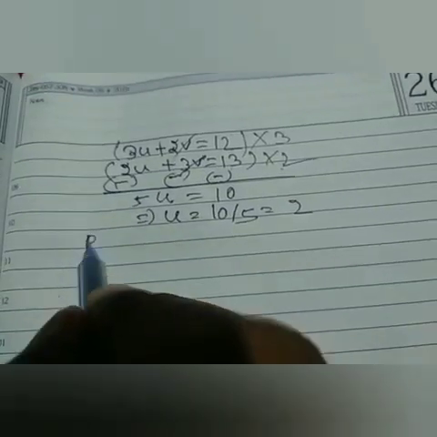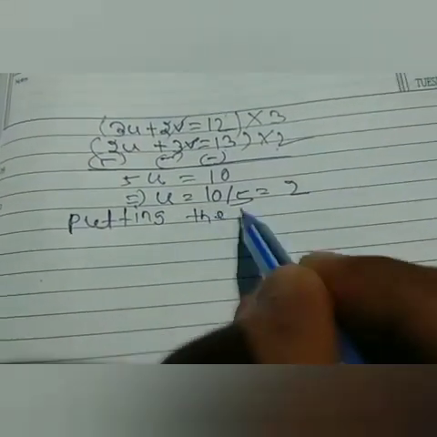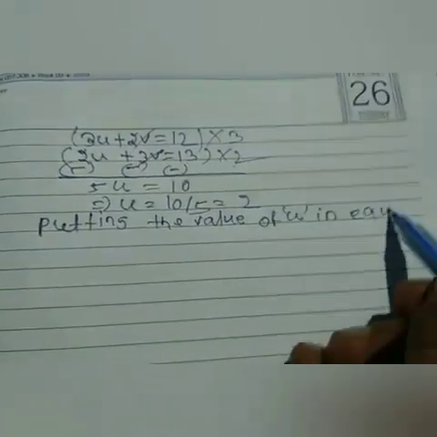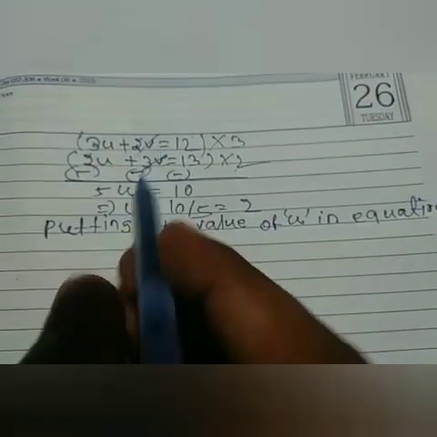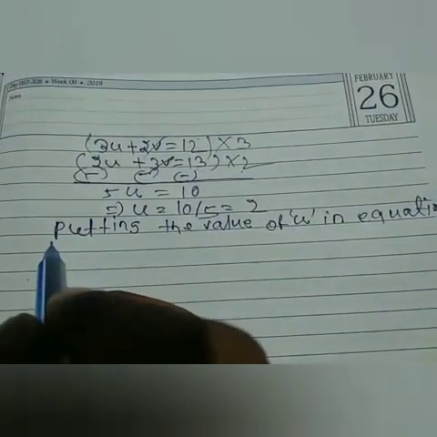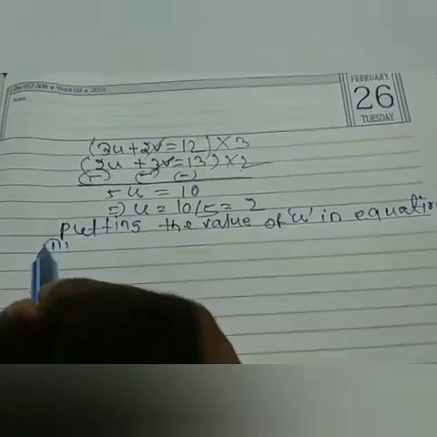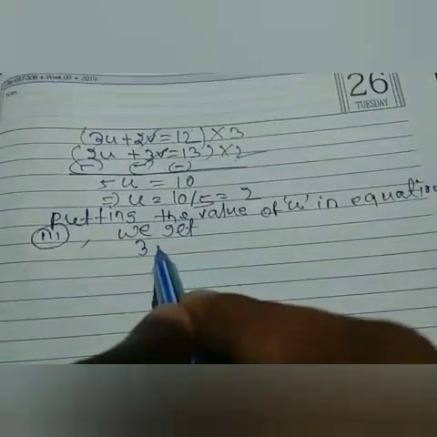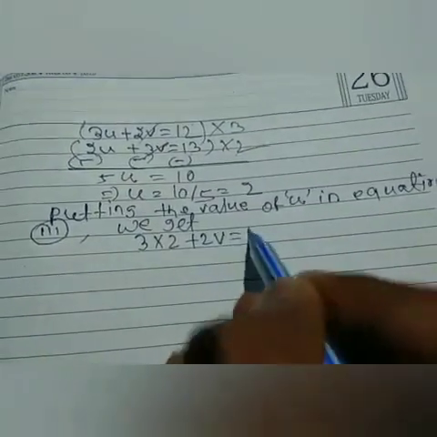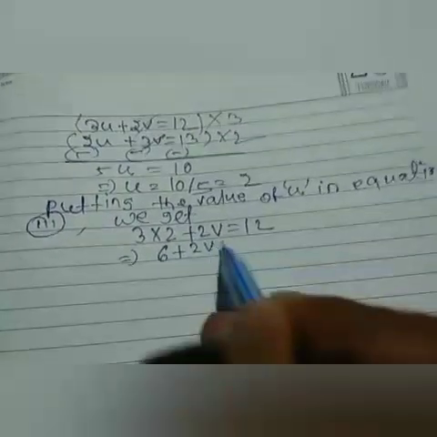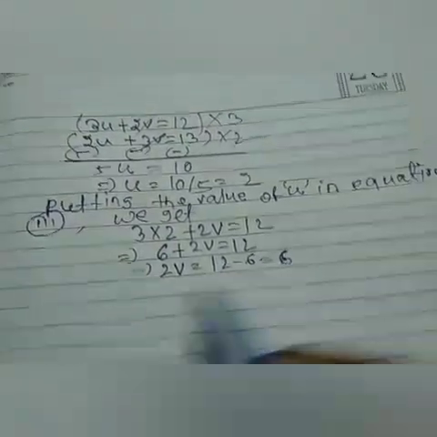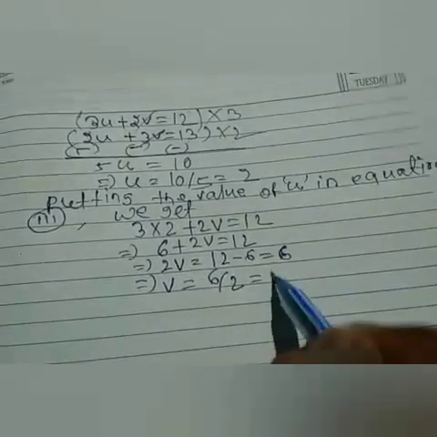Then putting the value of u in equation 3. We have to put it in any equation, we get the result. In equation 3, we get 3 into u plus 2v equal to 12. 6 plus 2v equals 12. 2v equals 12 minus 6 equals 6. v equals 6 by 2, that is 3. We get u equals 2 and v equals 3.